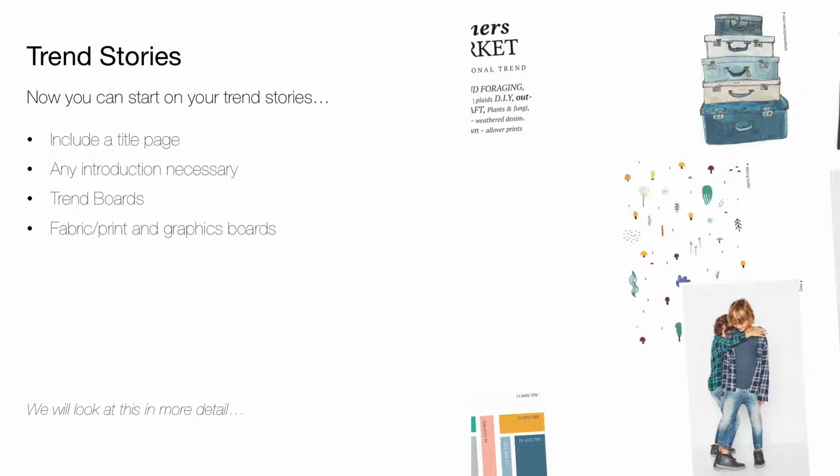You can then move on to your trend stories. Include a title page for each of these trend stories like I just showed you in the flick through of my publication. Any introductions necessary, followed by each of the trend boards and a fabric print and graphics board.